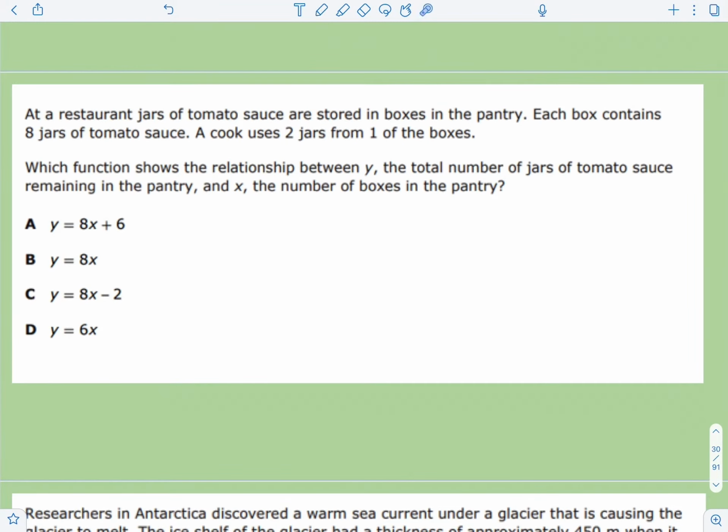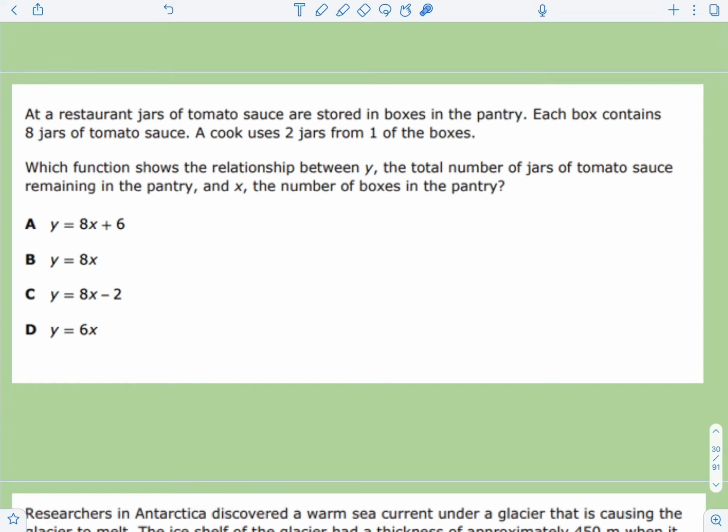It says at a restaurant, jars of tomato sauce are stored in boxes in the pantry. Each box contains 8 jars of tomato sauce. A cook uses 2 jars from one of the boxes. Which function shows the relationship between y, the total number of jars of tomato sauce remaining in the pantry, and x, the number of boxes in the pantry?